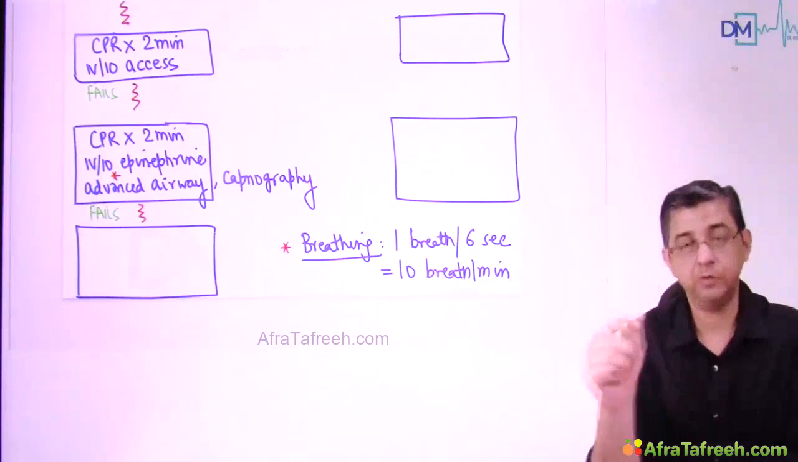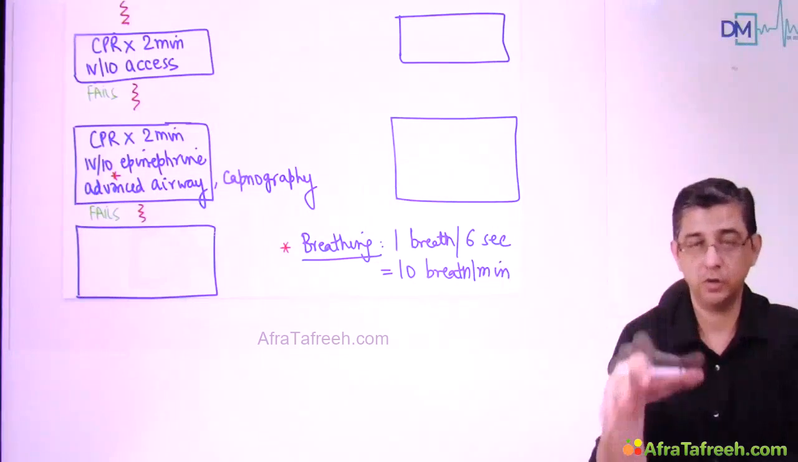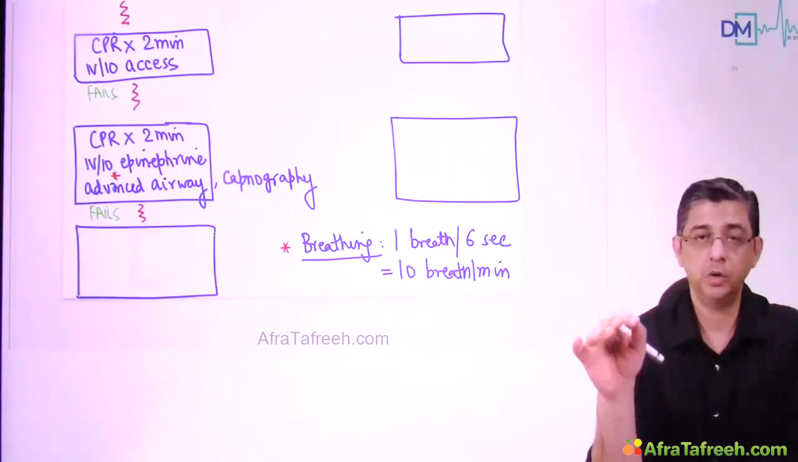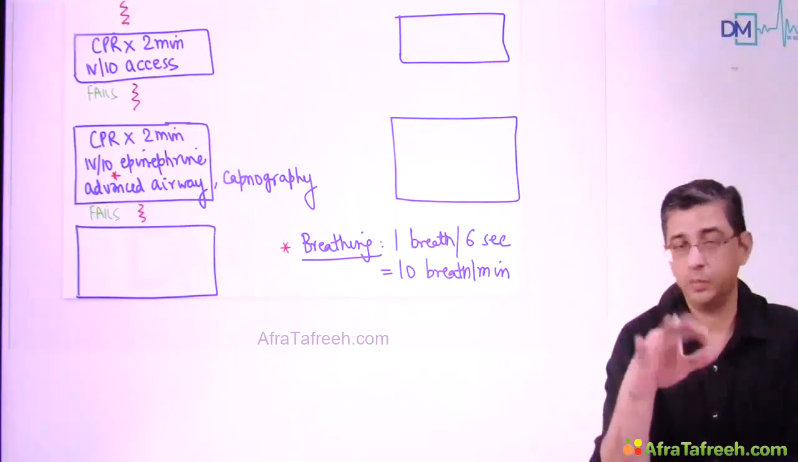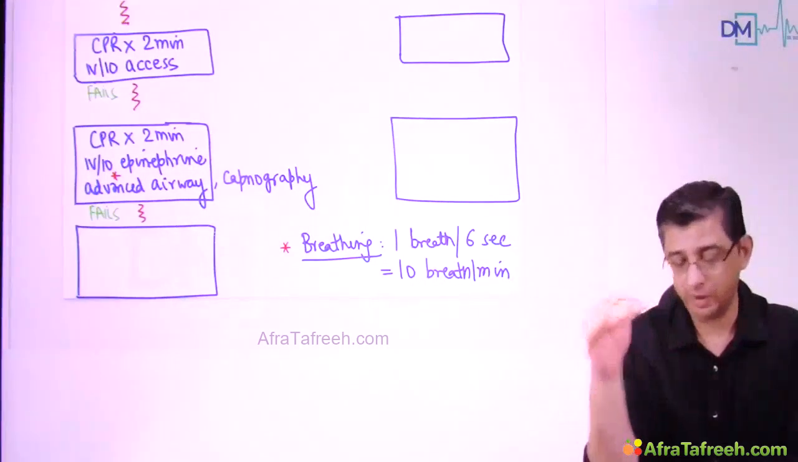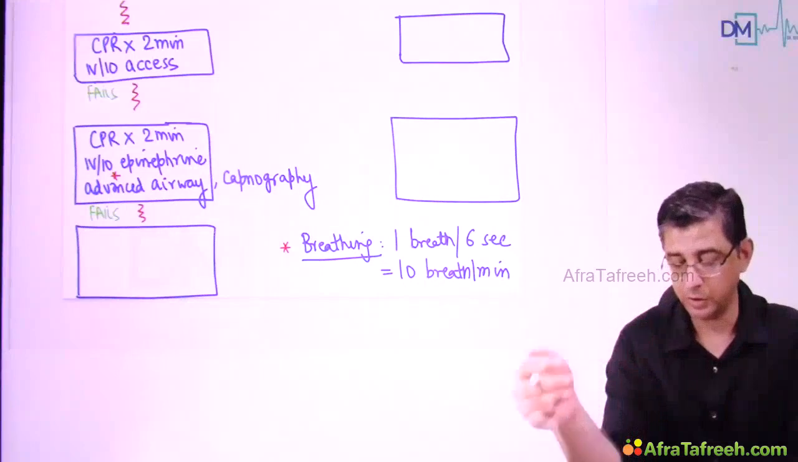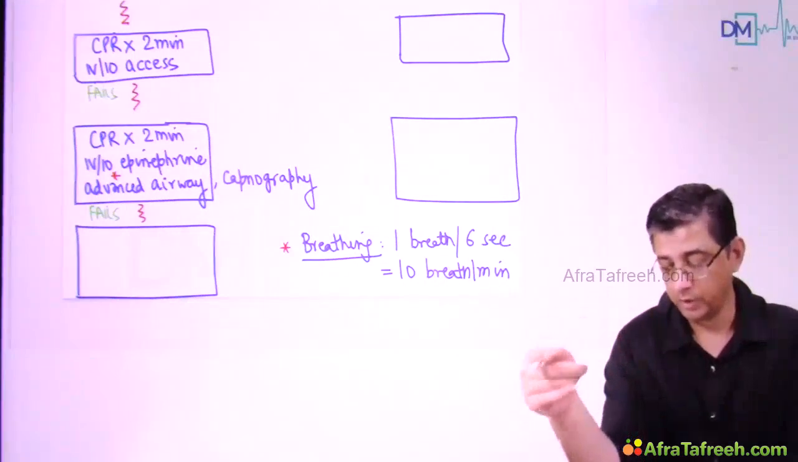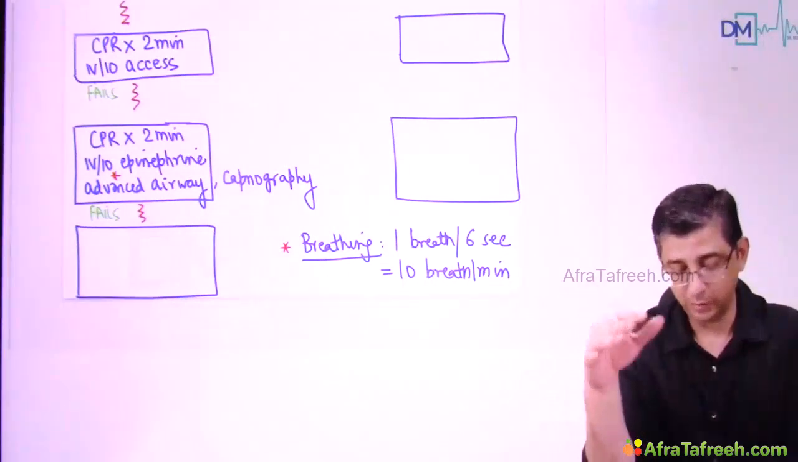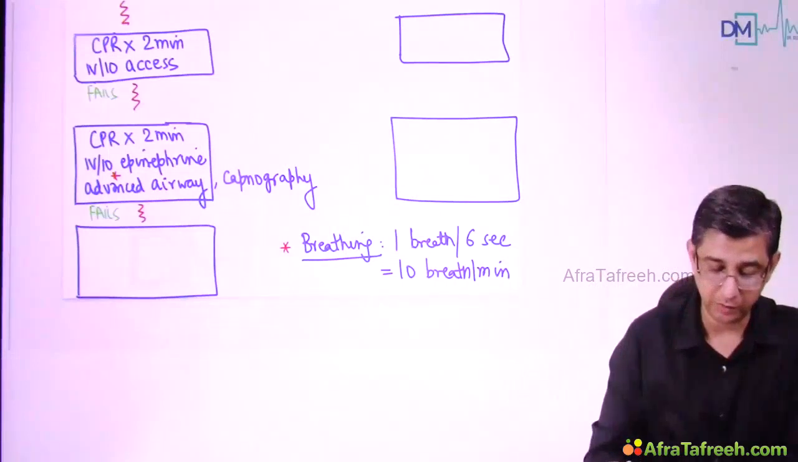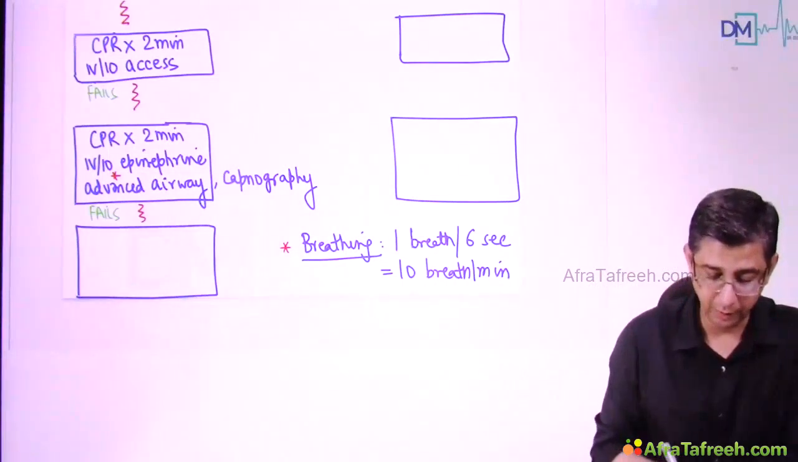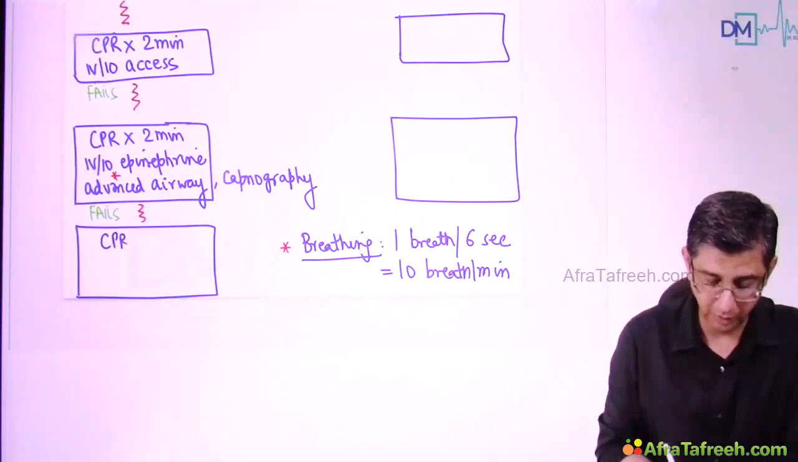I repeat my statement once again. On advanced airway securement, you are not supposed to continue with the 30:2 ratio. Now chest compressions will remain the same, 30, but the breathing frequency of the patient will now be 1 breath every 6 seconds. So chest compressions are anyway going to be given because it has failed to revert back to normal. So I'm going to write the word CPR again for 2 minutes.